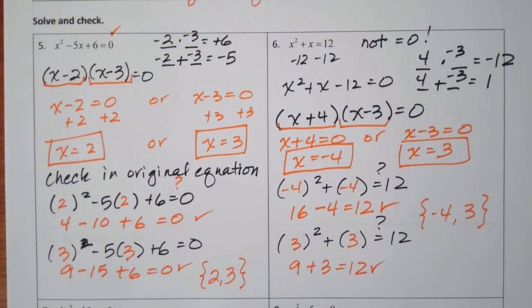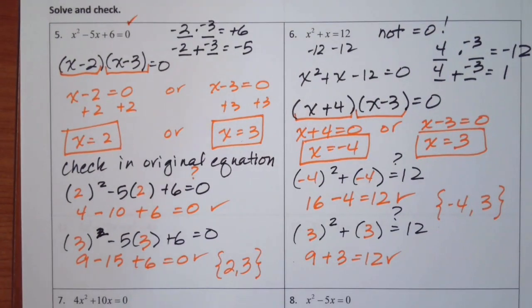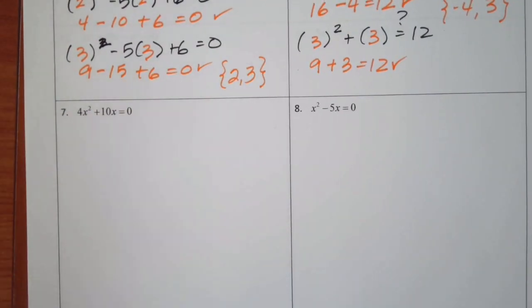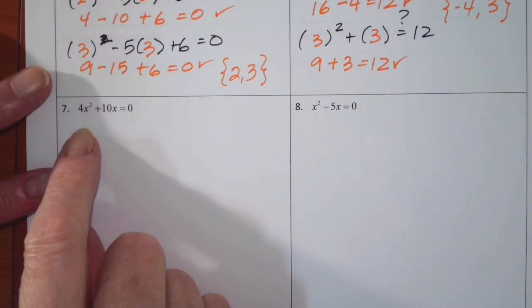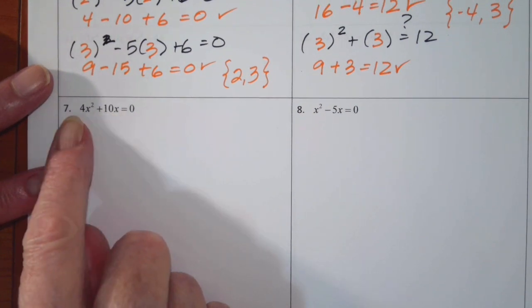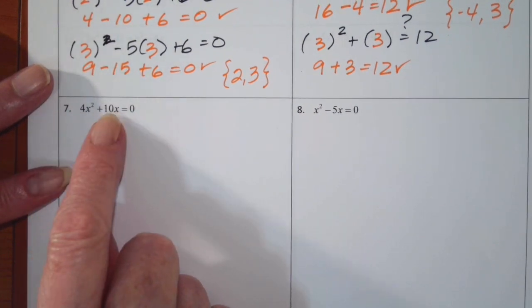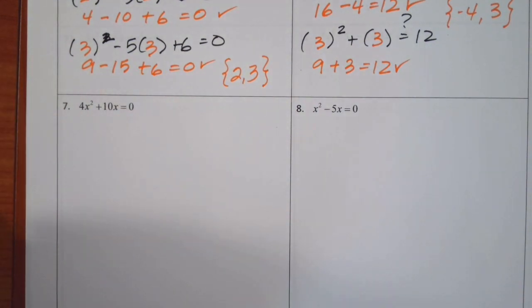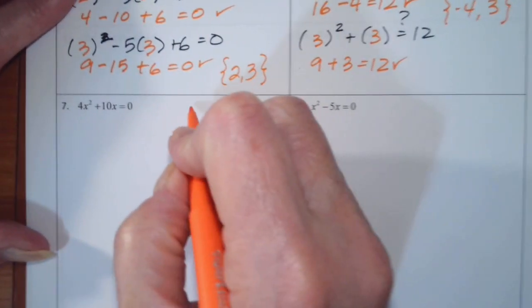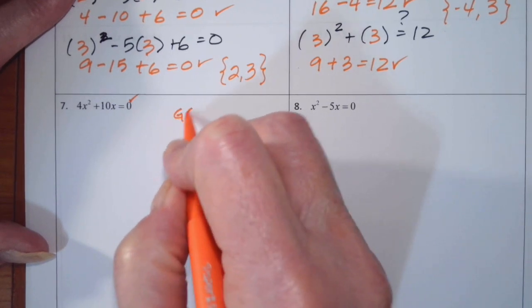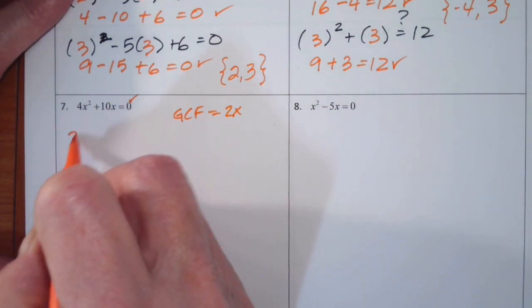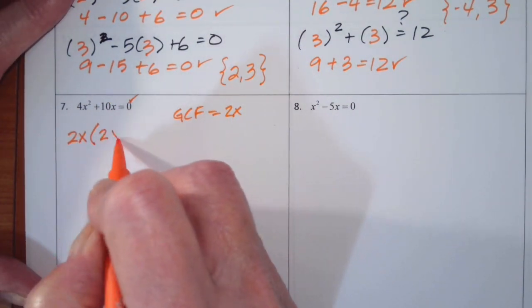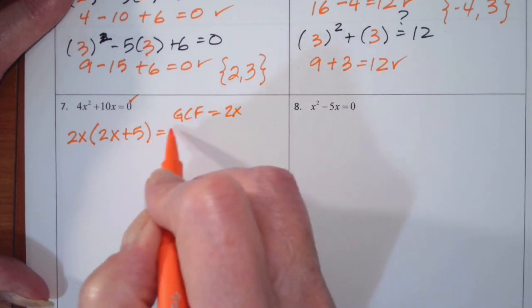Okay, so if I have 4x squared plus 10x equals 0, okay, it's set equal to 0. So now I just have to factor. But now I go back to my general strategy of factoring, and I notice that there are only two terms here. But the first thing I always want to do is check for a GCF. So my greatest common factor is 2x. So I'm going to factor out a 2x, and I'm left with 2x plus 5, and that equals 0.